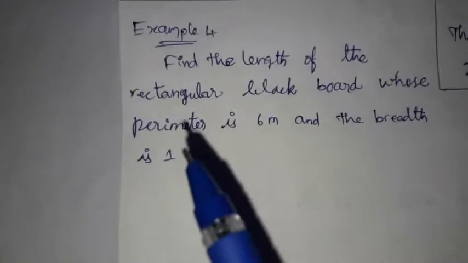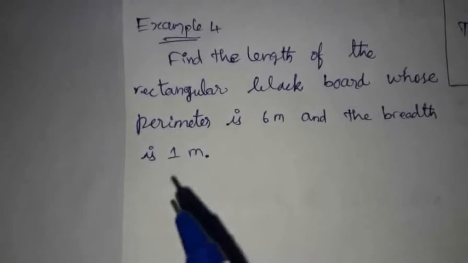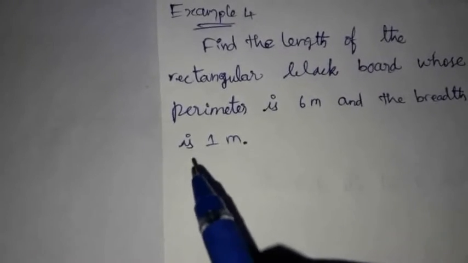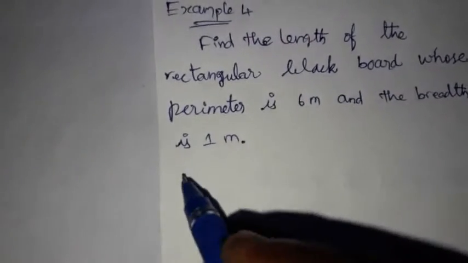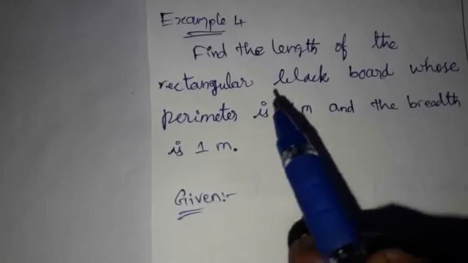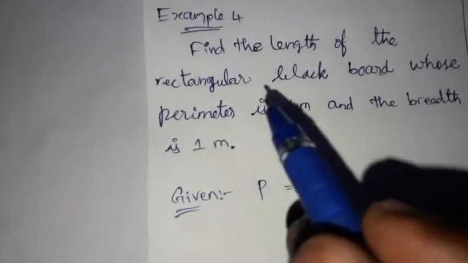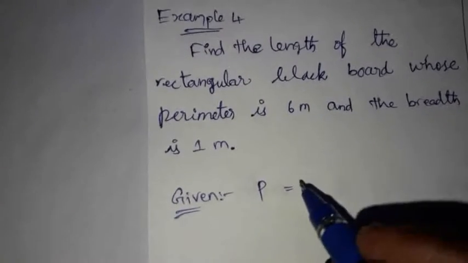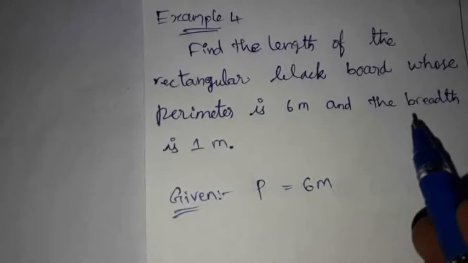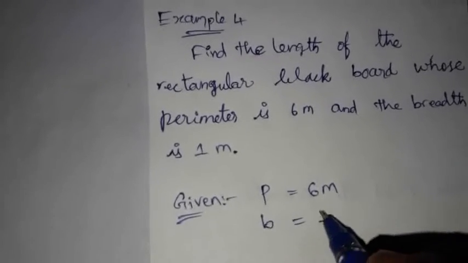Find the length of the rectangular blackboard whose perimeter is 6 meter and the breadth is 1 meter. Okay students, first you have to write what is given in the question. Read the question carefully. You can understand what is given. Perimeter of the rectangular blackboard is given. That is 6 meter. Next, breadth is given. B equal to 1 meter.